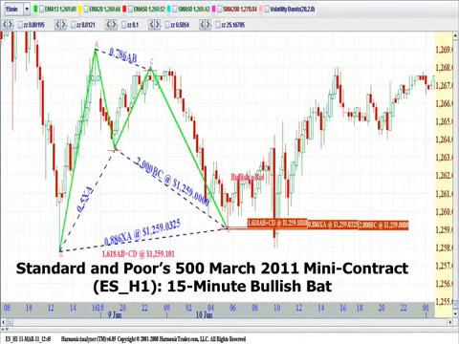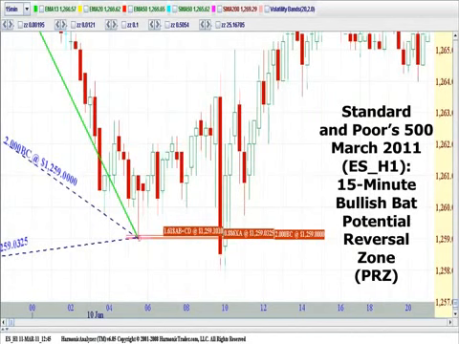On the following chart of the Standard & Poor's 500 March 2011 mini contract, we see a nice bullish bat on the 15-minute chart. Again, the first place to look for the bat is at the B point. Assess whether or not that is at a 50% level or less. In this case, it's nearly exact. The BC extension employed a 2.0 measurement, as well as using an extended 1.618 alternate AB equals CD pattern.